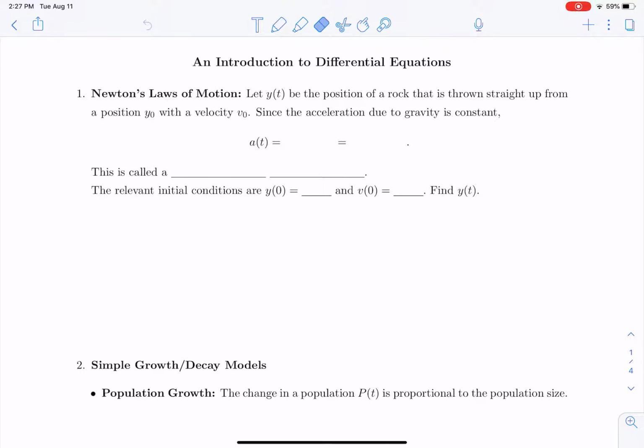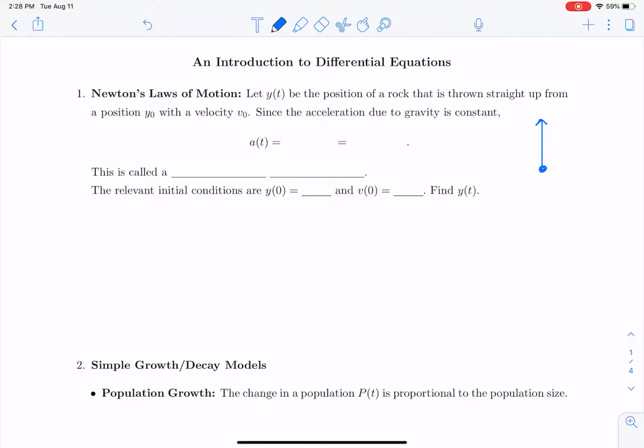So we're going to let y of t be the position of a rock that is thrown straight up from a starting position of y0 with some starting velocity, we'll call it v0. Okay, so imagine that there's going to be some rock, and we're going to throw that rock straight up in the air so that there's only one dimension to our problem.